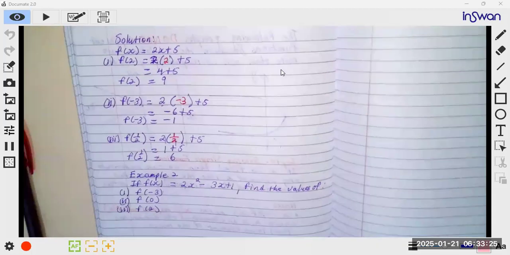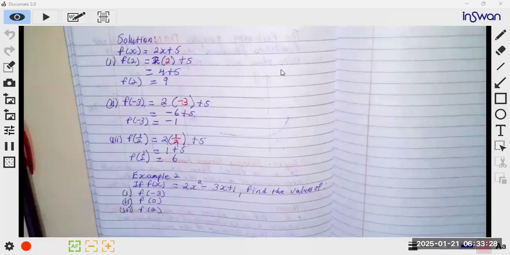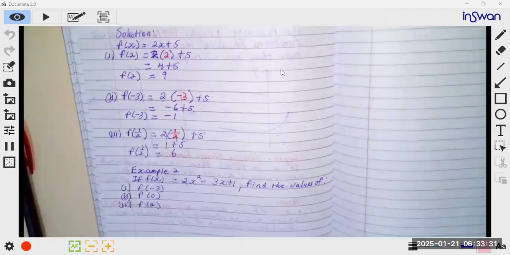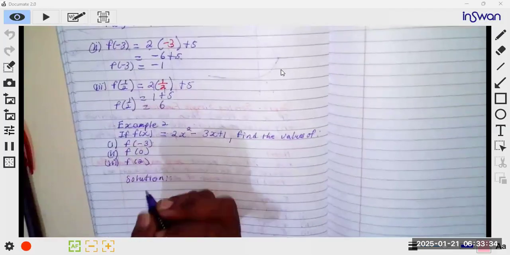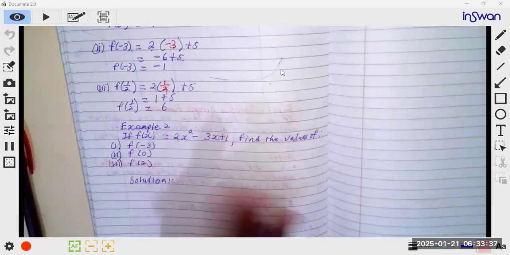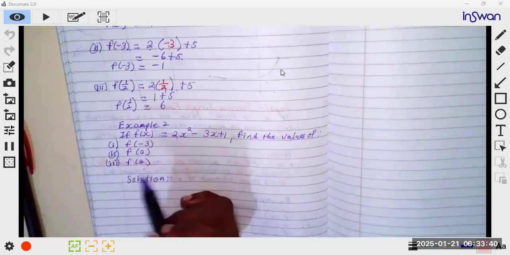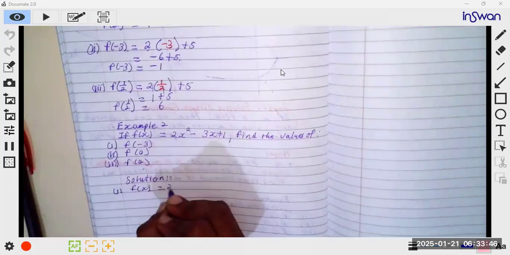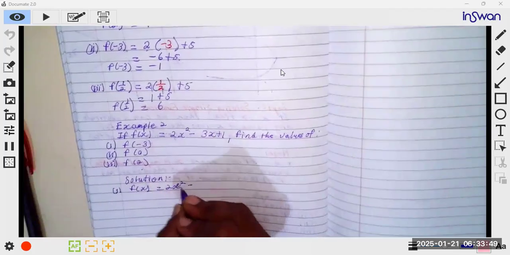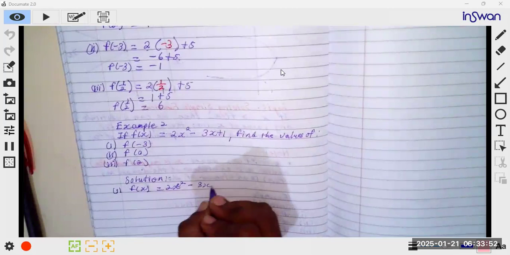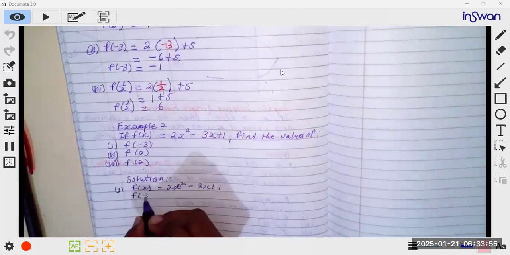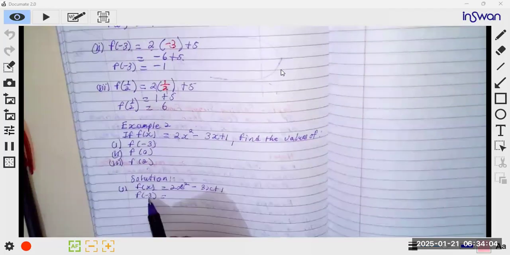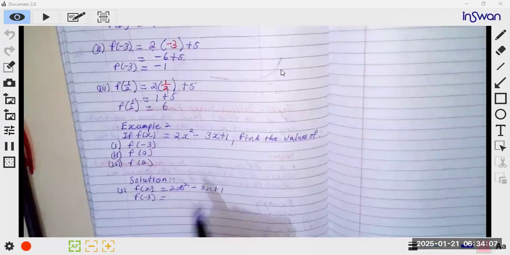Ready? Solution. So no matter what, if you see an x, you replace it with the numbers that they give us. So the first one, f of x is equal to 2x squared minus 3x plus 1. Here we want f of -3, so I will replace the letter x with -3.